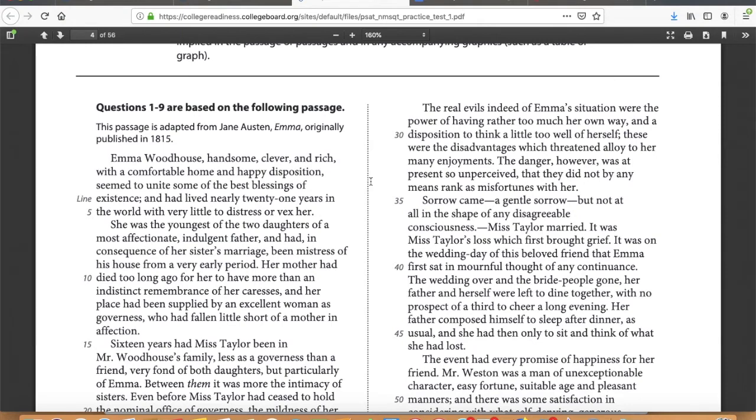Yes. Okay. Normally when you hear that term indulgent, I see it a lot in chocolate commercials. Indulge yourself. Indulge your senses. And that's what that means. Be overly generous with your senses. Anyway, so he's a little bit indulgent, a little bit overly generous. All right, and then Emma had, in consequence of her sister's marriage, as a result of her sister's marriage, been mistress of his house from a very early period. What does mistress mean here?